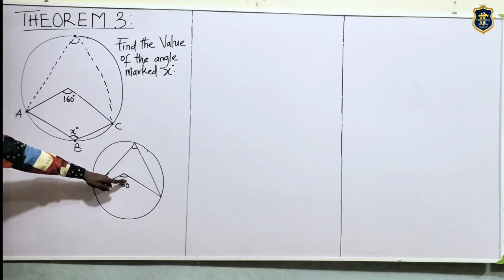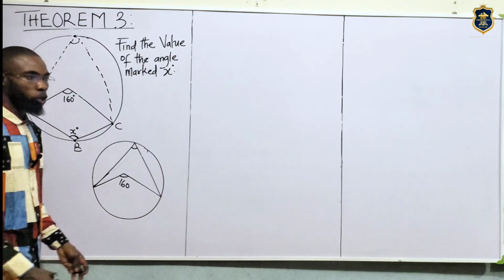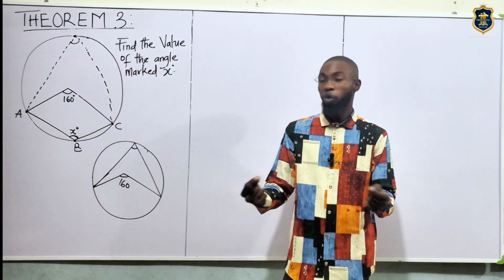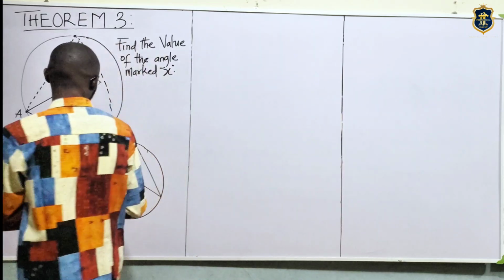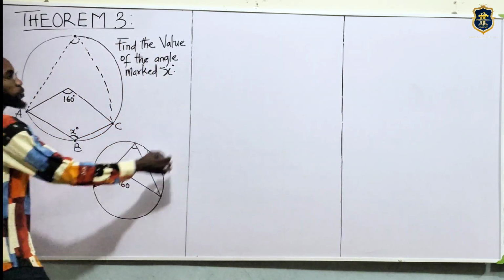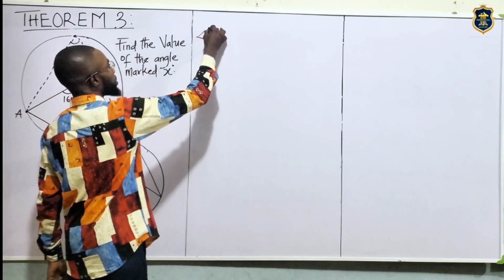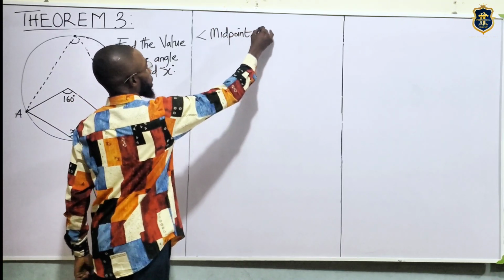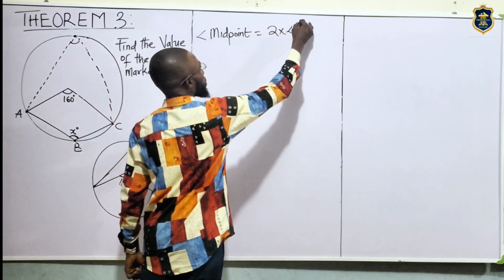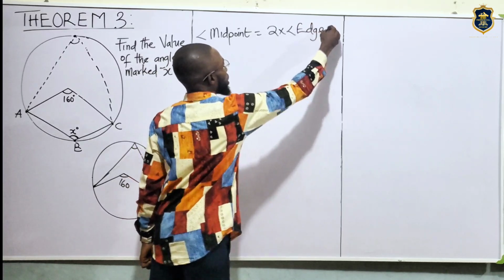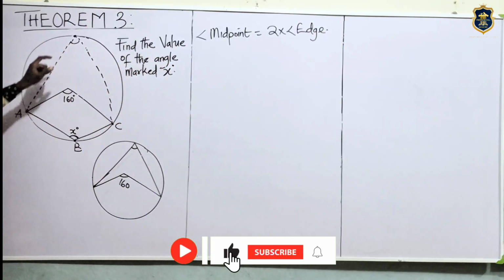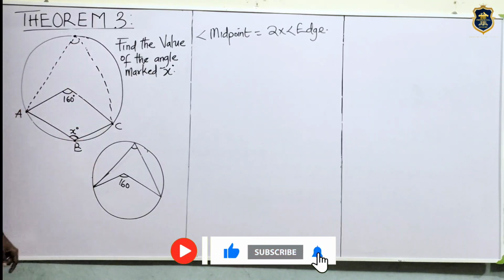That the angle at the midpoint is twice the angle at the edge. I'm going to be giving you the link to that video in the description box so that you can understand what we mean by that. All right. So I gave you a formula that the angle at the midpoint is equal to 2 times the angle at the edge, so that we can get this angle. We don't know what this angle is, right? So we want to use theorem 1 to form this angle, right?